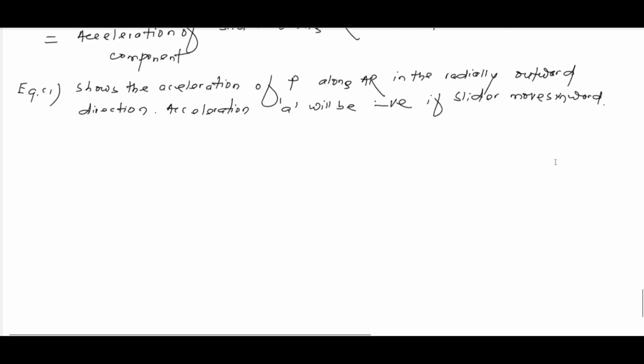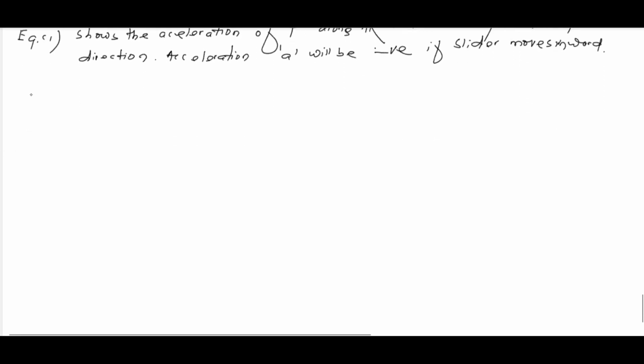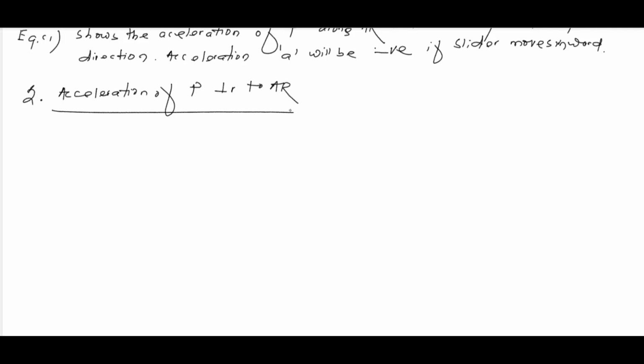Okay. Now the next step is the acceleration of point P perpendicular to AR. Similarly, we can write the initial velocity of P perpendicular to AR is equal to omega r.